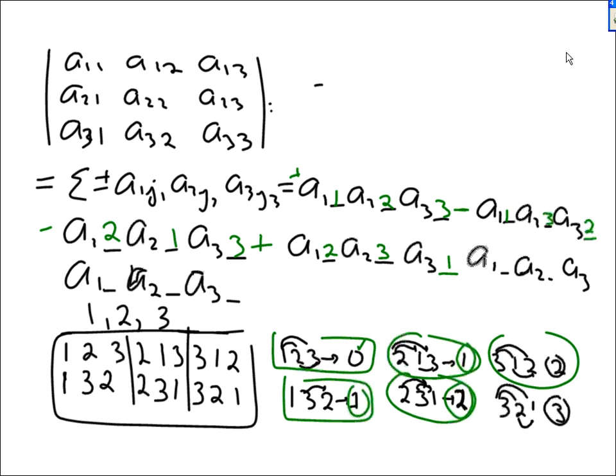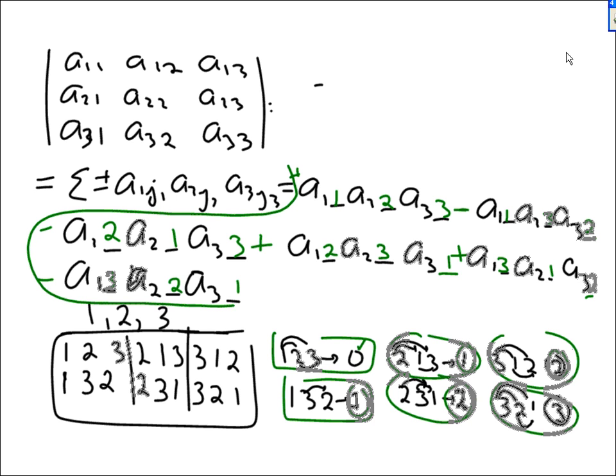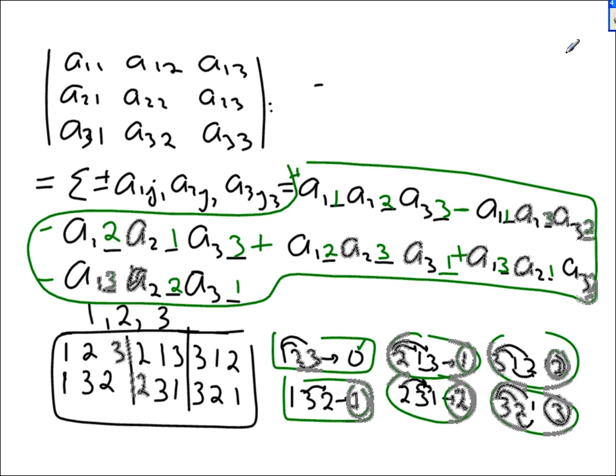Then we have 3, 1, 2. 2 inversions, so put a plus in front. And then we have 3, 2, 1. Odd number of inversions, 3 is odd. This here is the definition of the determinant of a 3 by 3.